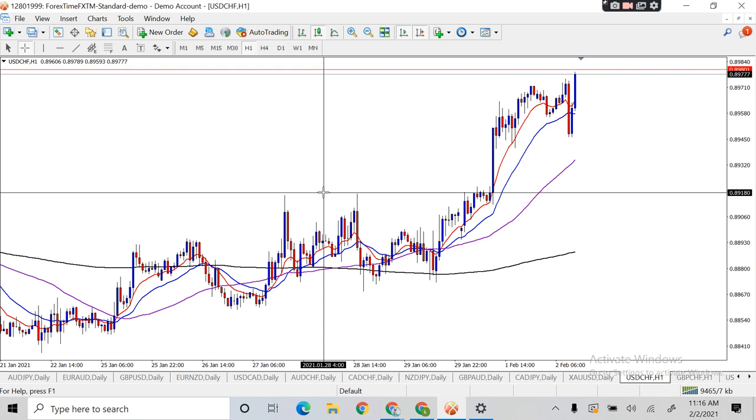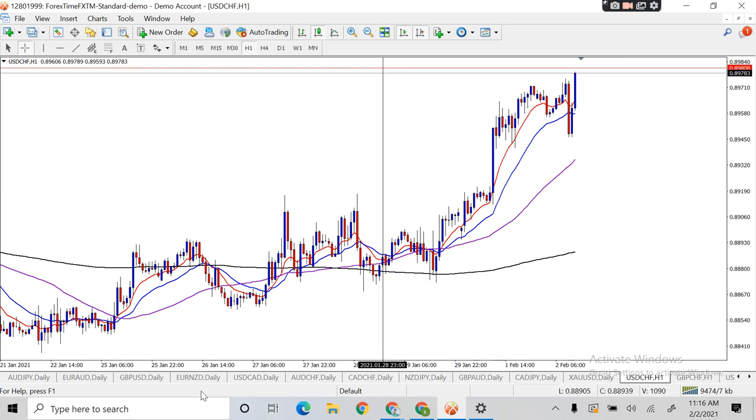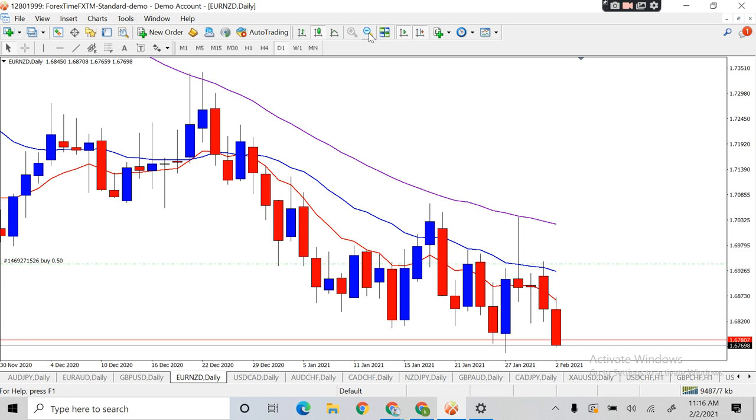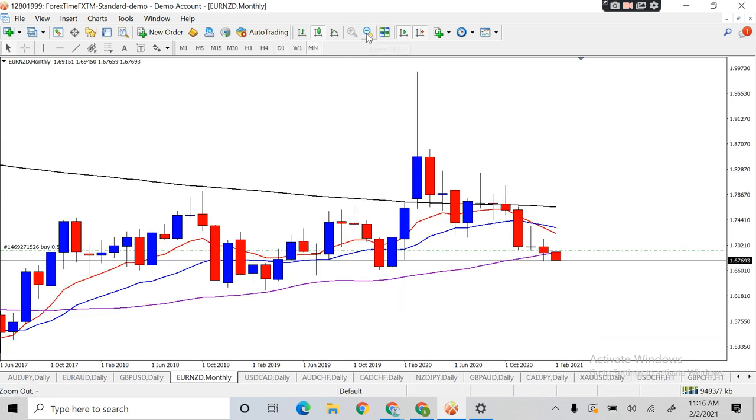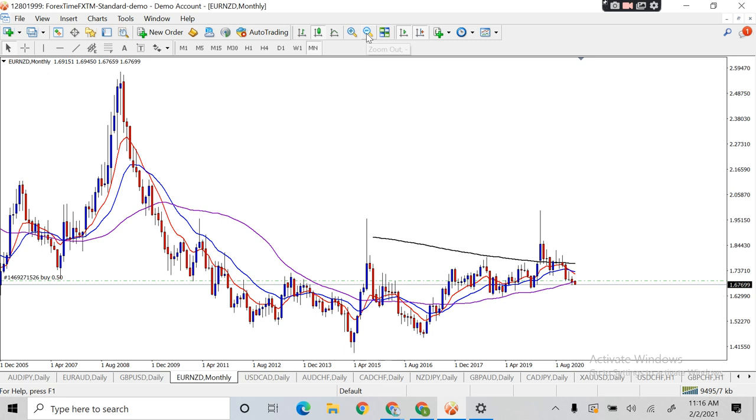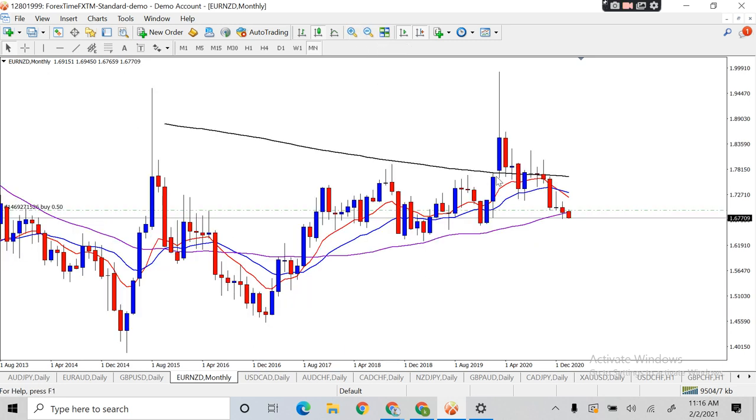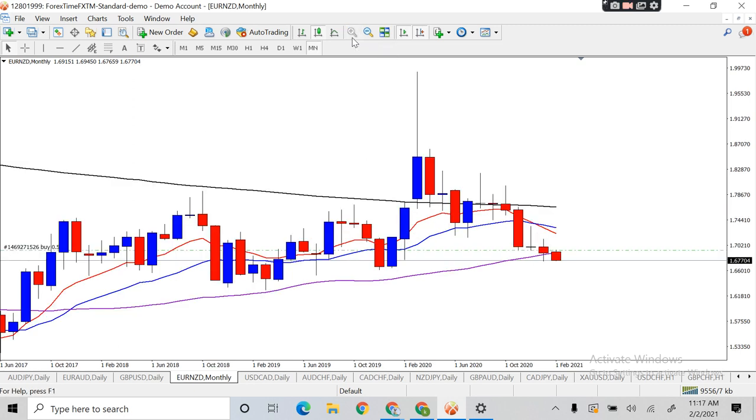Now let's look at the Euro NZD. The Euro NZD is a pair that has been selling for the past 4 months. Looking at this monthly chart, you can see 1, 2, 3, 4, 5, 6, 7, 8, 9, 10, 11, 12. Now let's just take the ones where we see mostly red candles. So 1, 2, 3, 4, 5 months now. It has been selling for 5 months now, and this February it has started selling already.